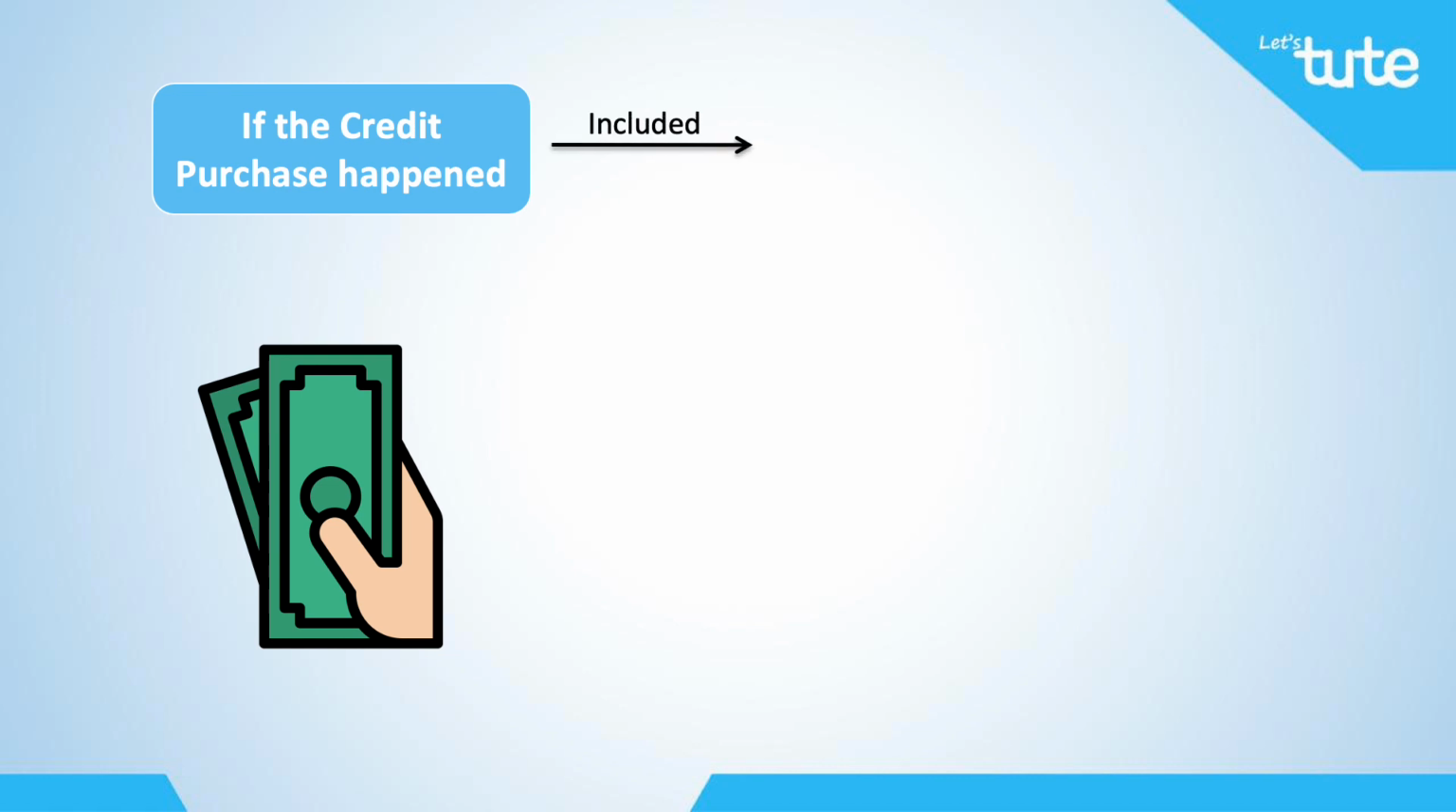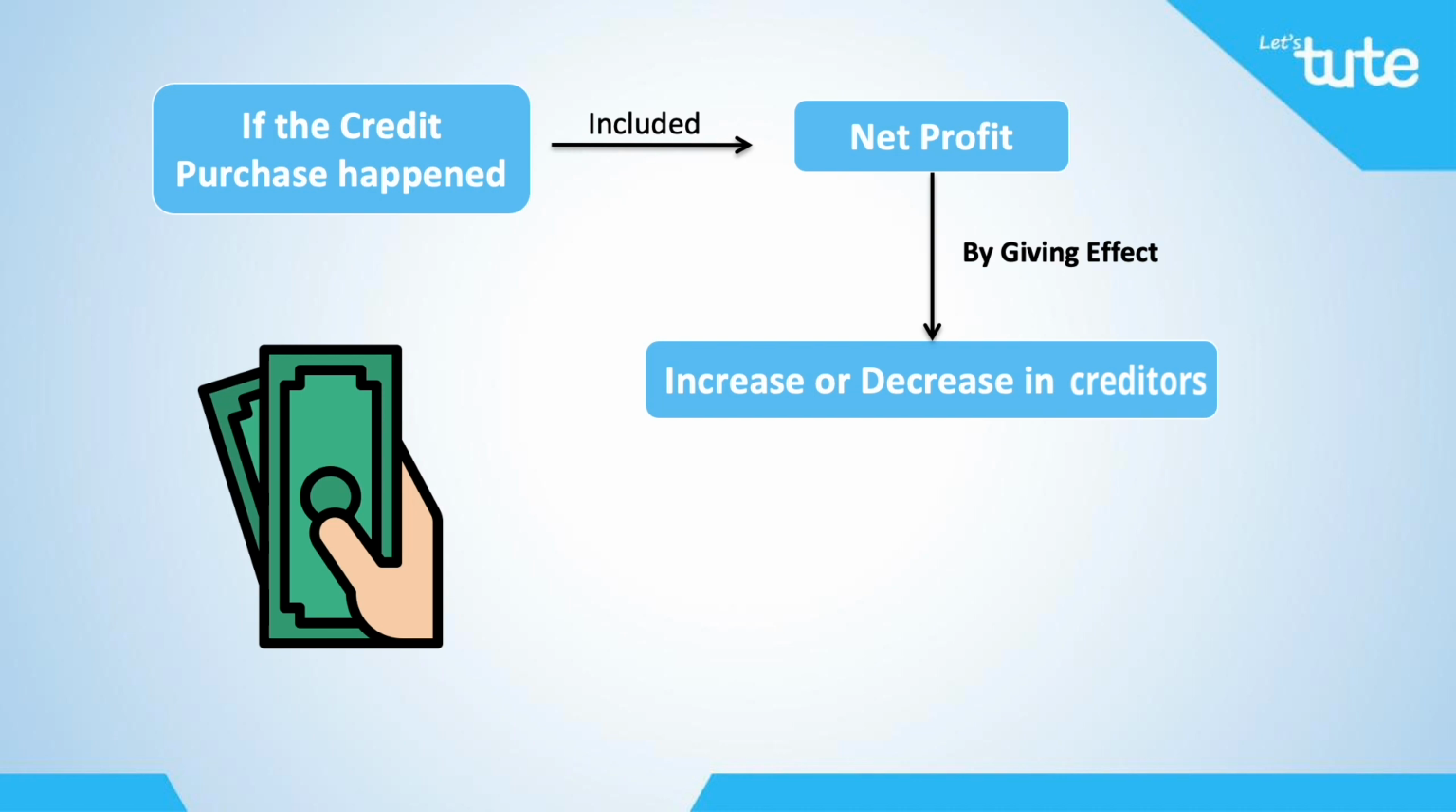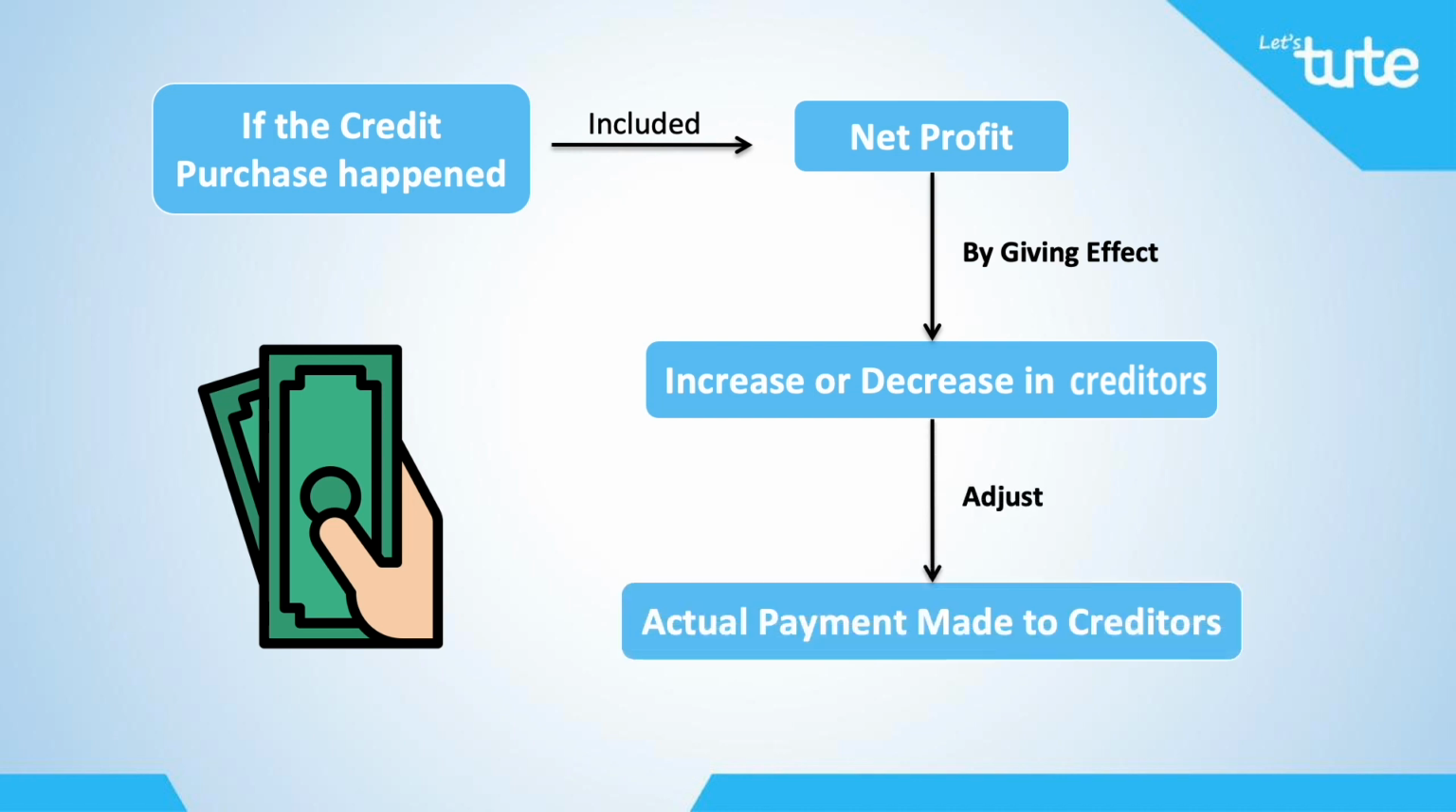Even if there would have been credit purchases, which would be included as an expense in net profit, by looking at the differences between opening and closing creditors, we arrive at actual cash payments made to creditors.